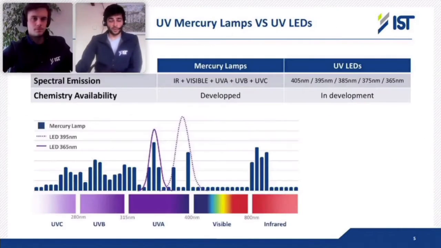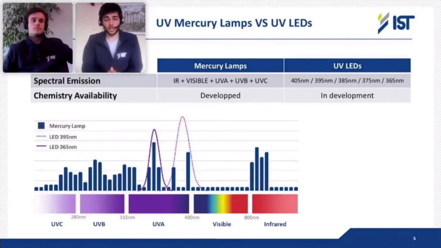And of course, the first difference between mercury lamps and LEDs is the spectral emission. Mercury lamps only emit 20 to 30% of UV, the rest is visible and infrared, whereas UV LEDs emit a narrow bandwidth at 365, 375, or 405 nanometer. This bandwidth is around 50 nanometer wide.